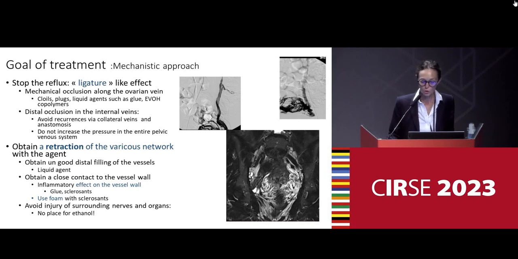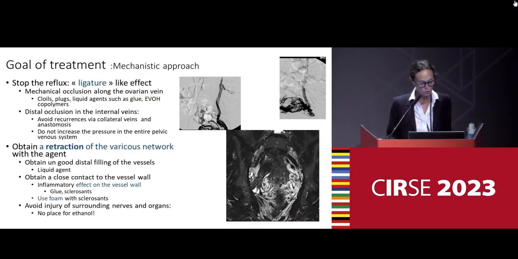And this occlusion should be distally placed because we don't want to increase the pressure in the entire pelvic venous system. Second goal is to obtain a retraction of the varicose network, and it's very, very important. So we need to obtain a good distal filling of the vessel, and it's a reason why we need to use liquid agents to obtain close contact to the vessel wall, to have an inflammatory effect on the vessel wall, and you can have this with glue, sclerosants, and we can use foam with sclerosants to emphasize this effect.